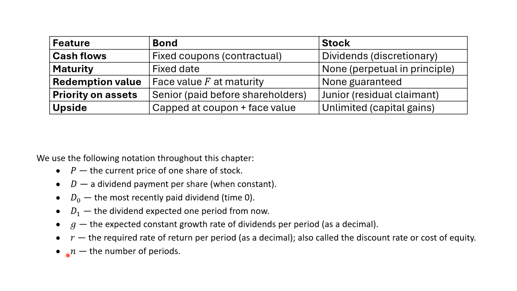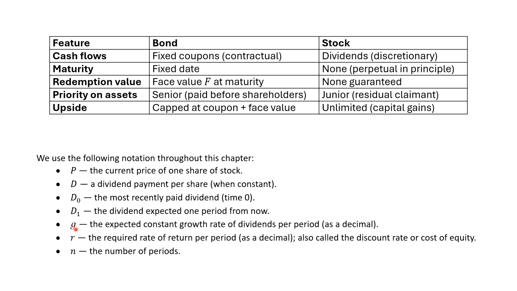Then on the bottom of the slide, I have some attributes that we use in the following slides. Some of these you've seen before, some of them are new. P is the current price of one share, so think of P as price. I know before we were using this as principal. D is for dividend, a dividend payment per share. Then D sub 0, the most recently paid dividend. Then D sub 1, the dividend expected one period from now. Then G, the expected constant growth rate of dividends per period.